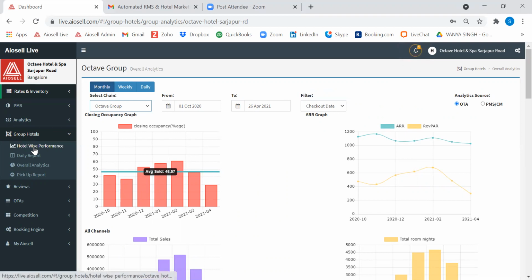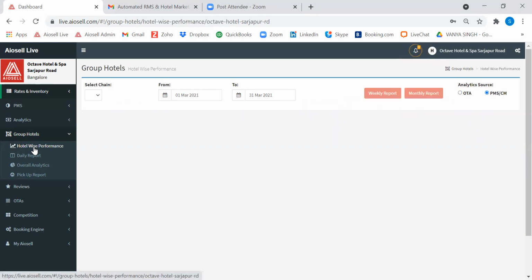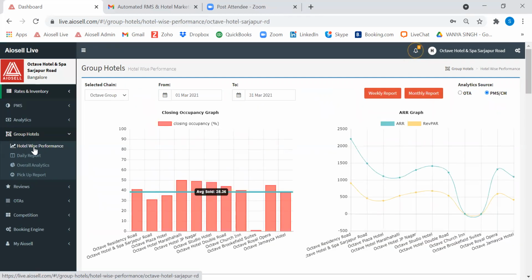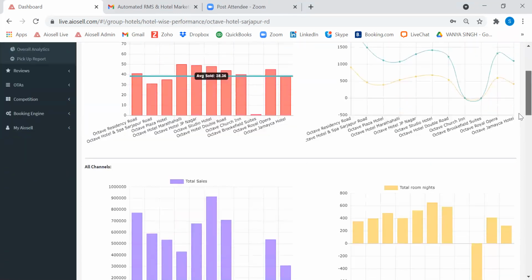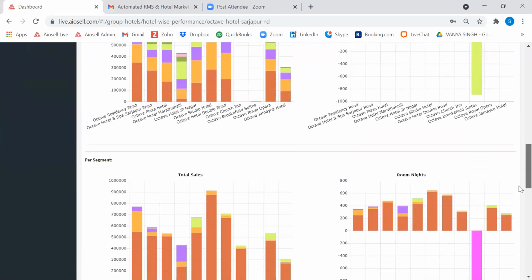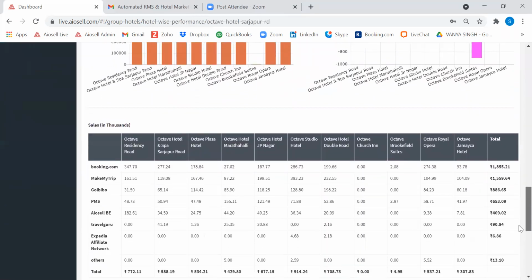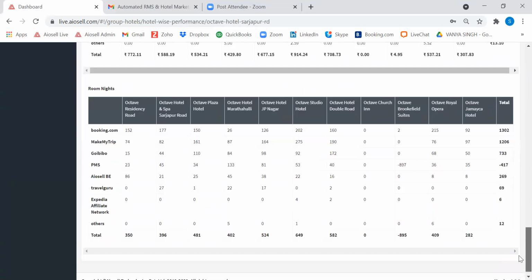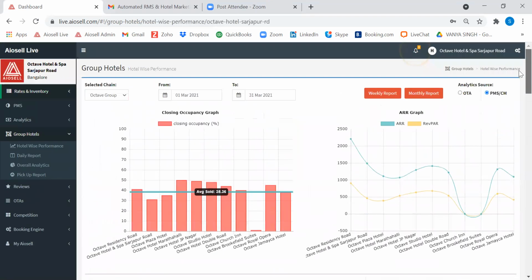In case the hotel wants to see hotel-wise performance and the breakdown of the overall group performance, we can see it from here. So this will basically tell us what is the occupancy trend in various properties, what is the ARR in various hotels, what is the RevPAR, and the total sales, room nights, and the breakup of that into various sources, and the same data in the table form. Now this is the group analytics and reports.